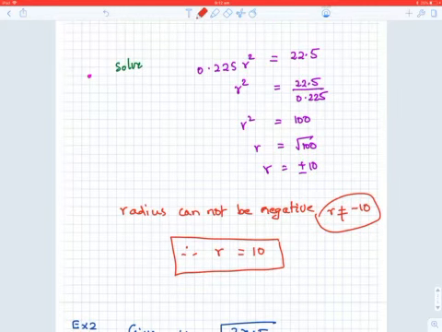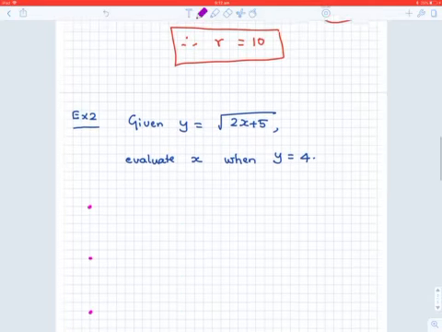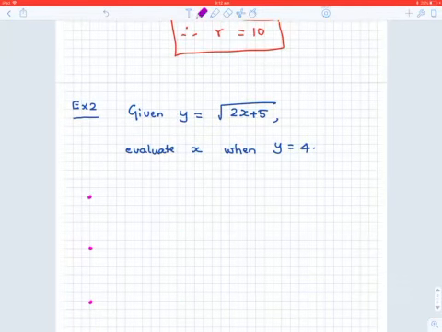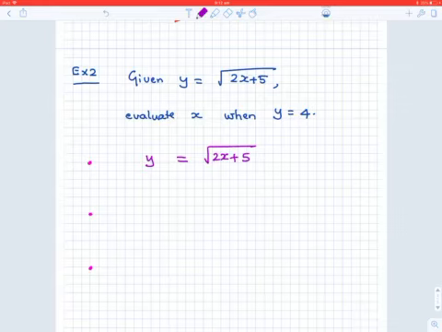So we are following three steps: write the formula, then substitute to make an equation, then solve to find the unknown. The unknown in this question is r. Now we do another question, the same three steps. The question is, given y equal to the square root of 2x plus 5, work out x when y is 4. I'm writing the formula first.